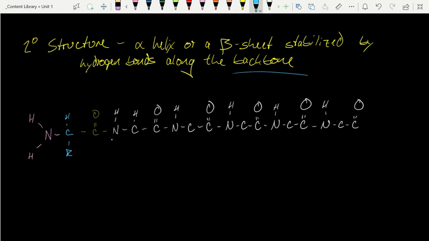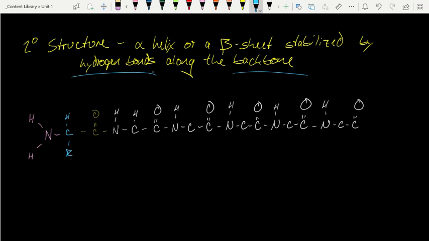We are not, and this is the important part of the definition, we are not taking into consideration interactions with these side chains, these R groups on the alpha carbon. We're only thinking about the backbone right now. Okay, so now we got to think about hydrogen bonds.